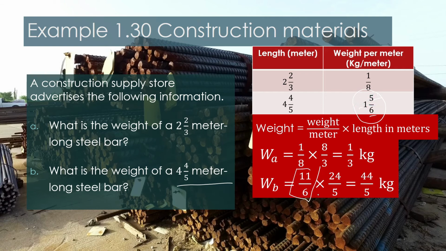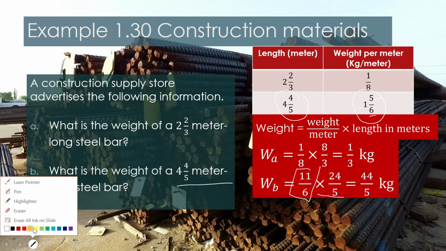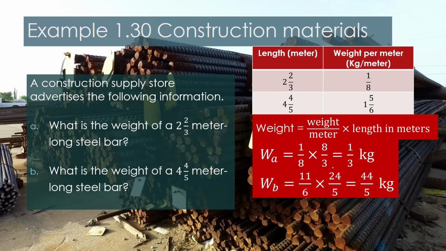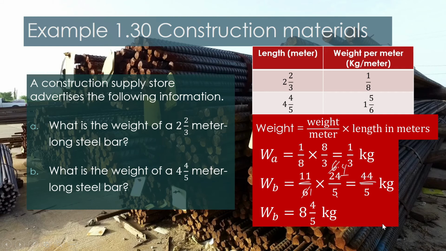And then you will multiply it by the total length of the steel bar, 24/5. Where did this come from? It came from this. 5 times 4 is 20, plus 4 is 24. And we have a common factor here. 24 is 6 times 4. So 6 divided by 6 is 1. So we are left with 11 times 4, which is 44, divided by 1 times 5, which is 5. The total weight of this steel bar is 8 4/5 of a kilogram.